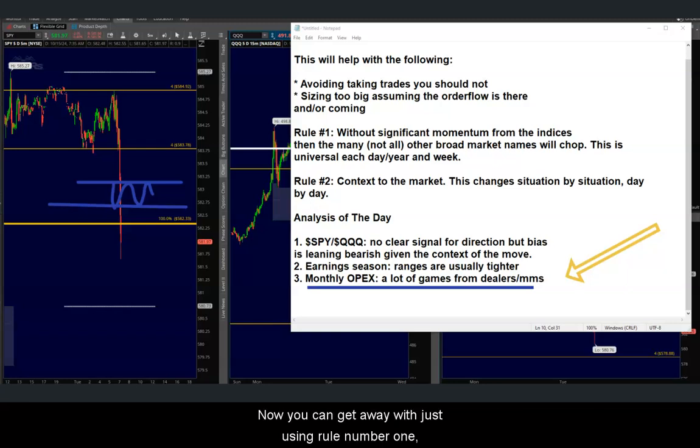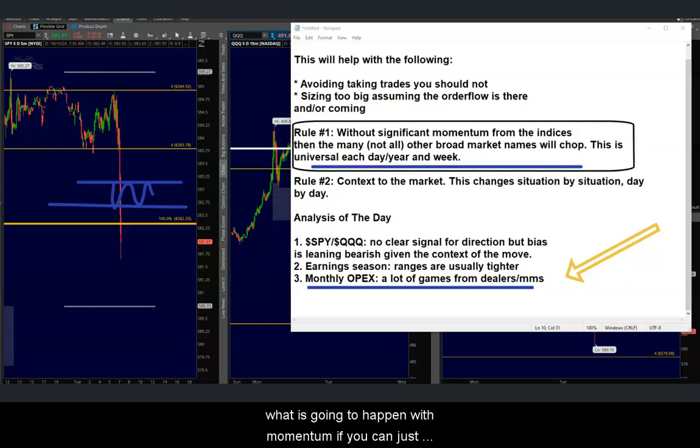Now you can get away with just using rule number one. If you're a new trader or aspiring trader, if you can literally come in every single day, and I'm telling you, it helped me a lot in my career, and simply look at the market from, okay, what is going to happen with momentum? If you can just figure this out, I'm telling you, the edge you provide yourself is massive. It's bigger than any edge an indicator can give you, reading Barron's, or doing a pre-market checklist. If you can just do this, it's a solution to so many issues for so many traders.